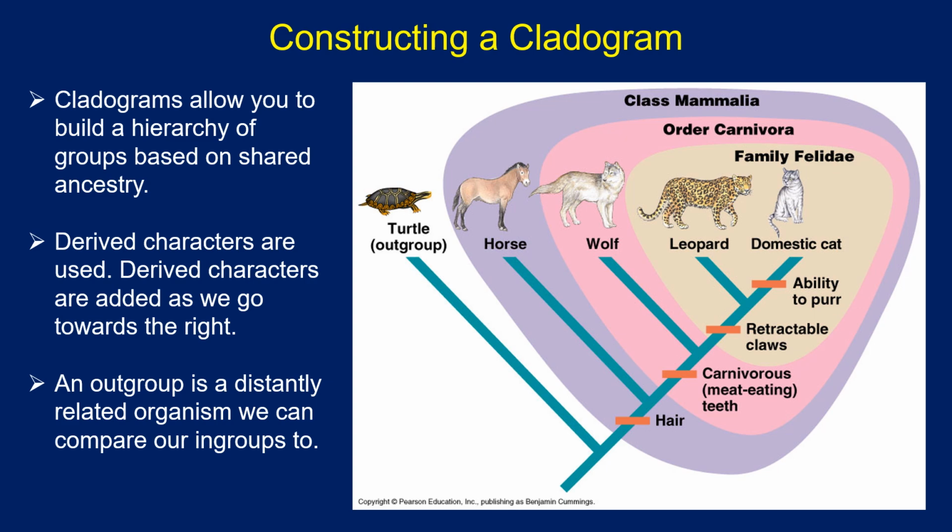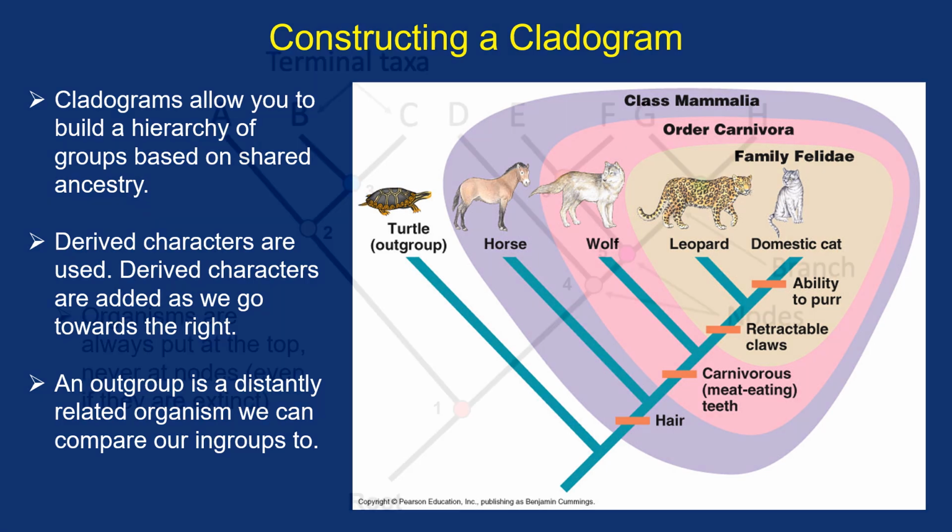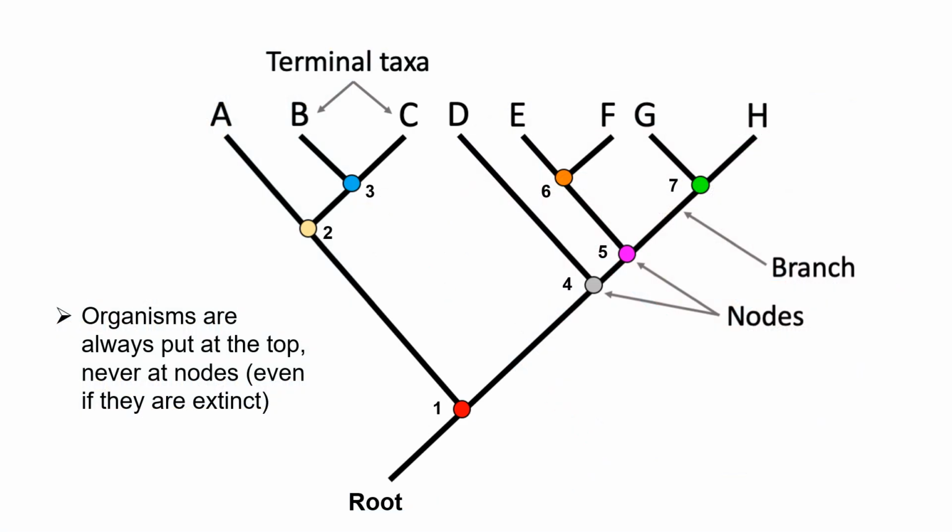So this is a nice simple cladogram, and this is the way you would draw one. And here are the general parts of a cladogram. At the base, we have the root. Again, think of this as a tree. We have the nodes, and that's where we have two branches splitting off. And remember, it should be a dichotomy. It should be two branches. We don't want more than that.